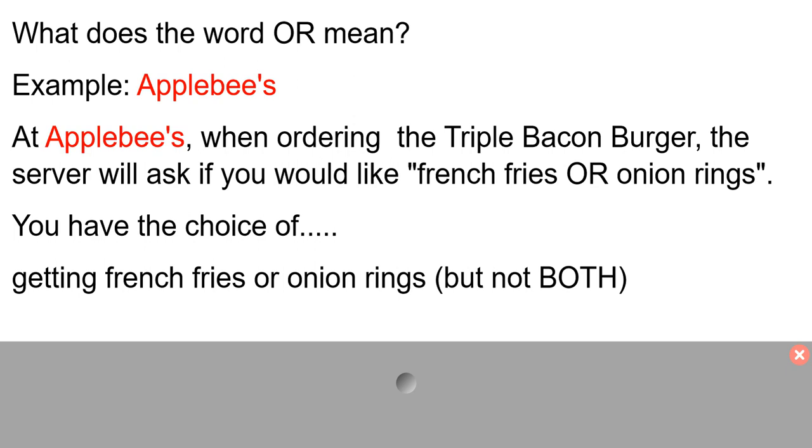In our previous lessons we've been looking at probability, and we've noticed how the wording is very important when we're calculating the probability. So let's think of some real-world examples to help us distinguish what we're going to have to do when we're talking about probability and statistics. What does "or" mean? For example, if you were at Applebee's and you ordered the triple bacon burger, the server will ask you if you'd like French fries or onion rings. You have the choice of getting French fries or onion rings, but not both.